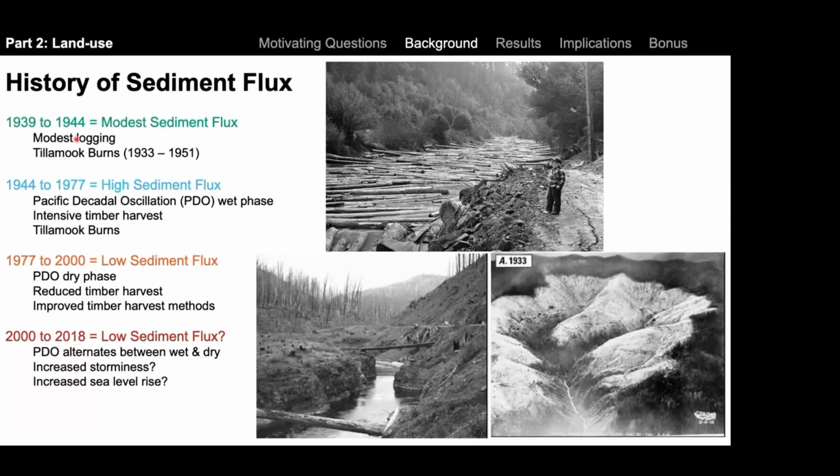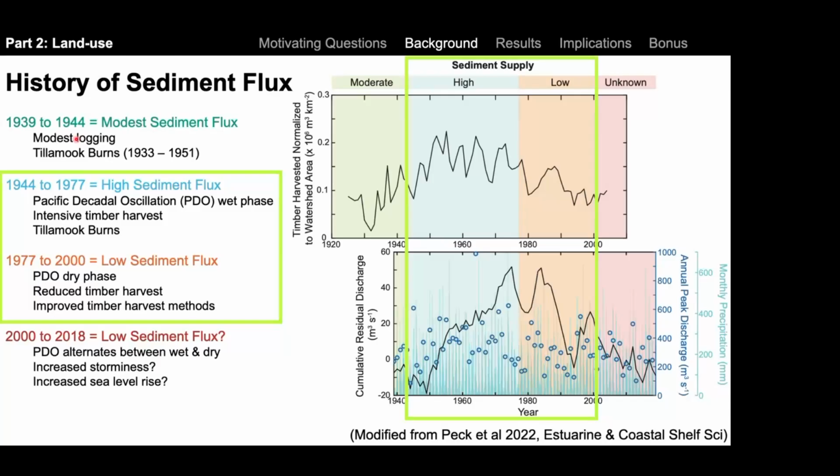There was construction of a lot of roads, and all of these negative practices also ultimately led to a series of historic, very infamous wildfires known as the Tillamook burns in the northern Oregon Coast Range. I think it was something like 140,000 hectares of old growth forest went up in about a decade. It also just so happens to be a period of the wet phase of the Pacific Decadal Oscillation, where we had greater precipitation, greater discharge. You can see that in this plot here, greater cumulative residual discharge. So once again, greater sediment supplies.